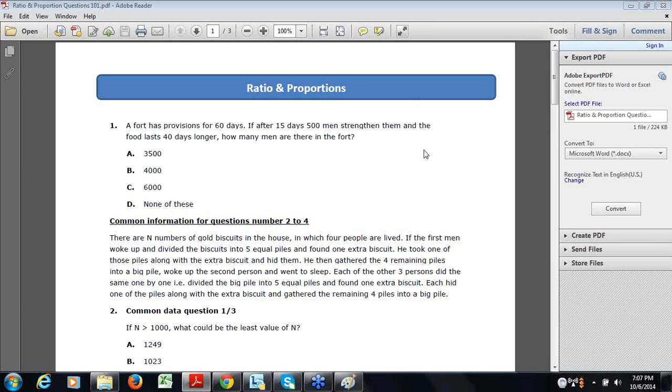So let us solve first question. What does the first question say? A fort has a provision for 60 days. After 15 days, 500 men strengthen them and the food lasts for 40 days longer. How many men are there in the fort?